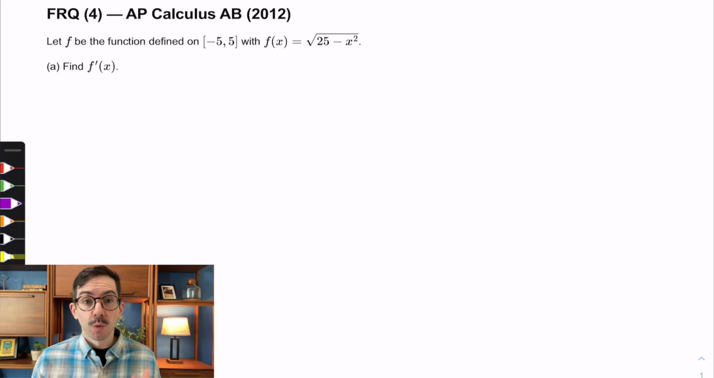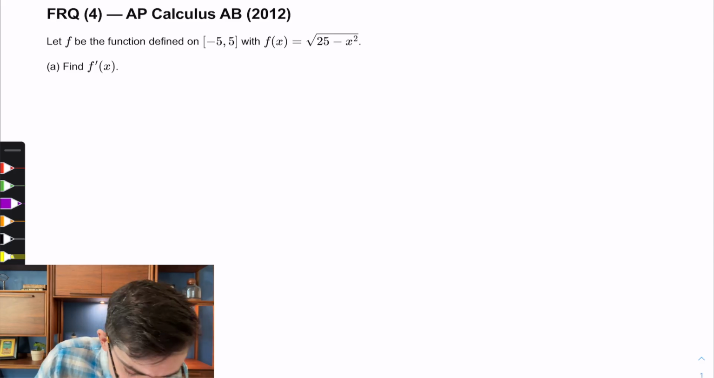Throughout this problem, we are working with a function f of x that is defined to be the square root of the quantity 25 minus x squared. Now part A is a nice gentle introduction. We're just being asked to calculate the first derivative of this function f.